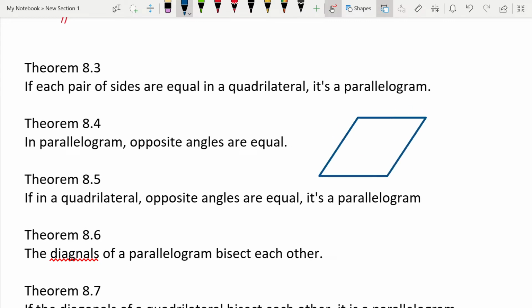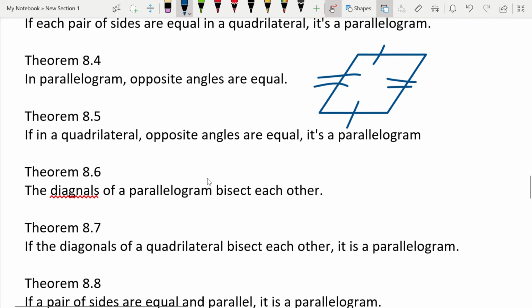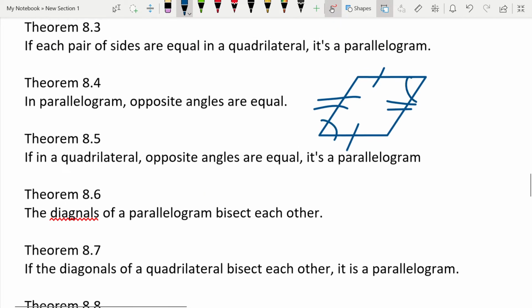So if this is equal to that, and if these two are equal to that, then this is a parallelogram. Then in a parallelogram, opposite angles are equal. This will be equal to that, but this will be equal to that. Only these two will be equal to each other, and only these two will be equal to each other.